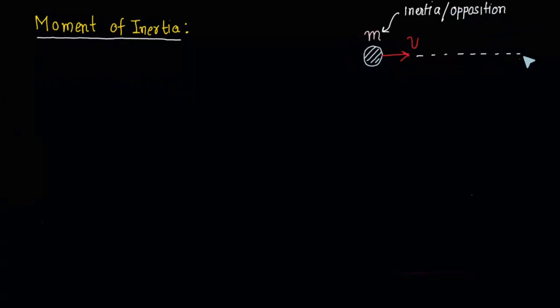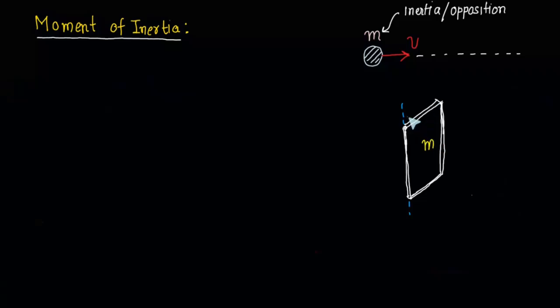So when a body moves along a straight line, the factor which is opposing its motion is the mass of the body. Now let's take another example. We have a door here, friends. This door has some mass m, and it is rotating about this hinge, so this is the axis of rotation. If you want to rotate this door, you apply some force here, and you will experience a certain amount of resistance to rotating it.